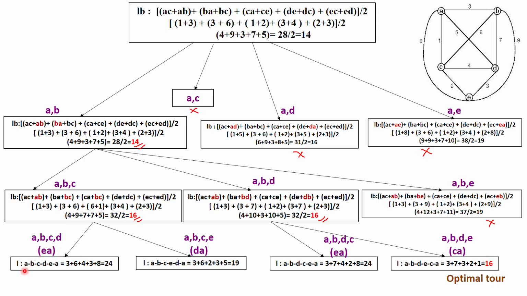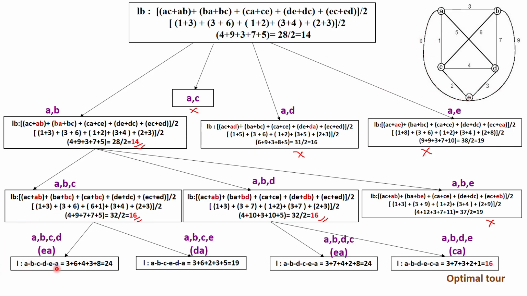What is the meaning of this? L is the shortest length. A to B, B to C, C to D. Now, A to B distance is what? 3. Next, B to C distance is what? 6. Next is C to D. C to D distance is what? 4. Next, D to E distance is what? 3. Last is E to A, 8.